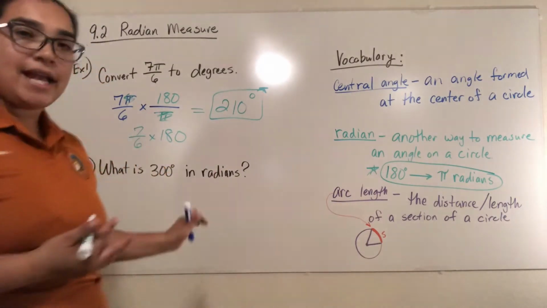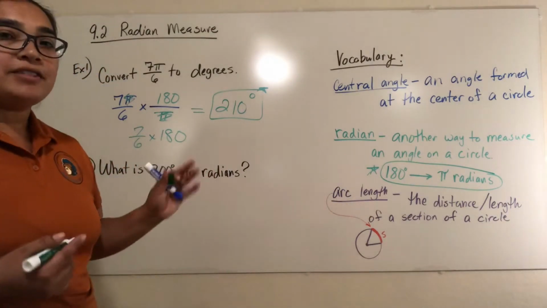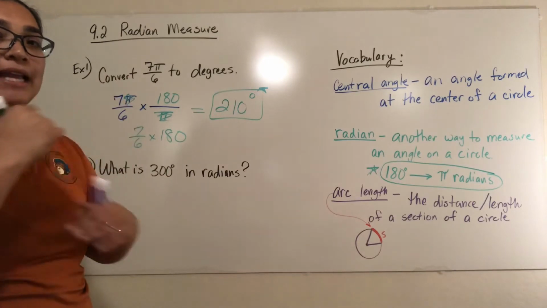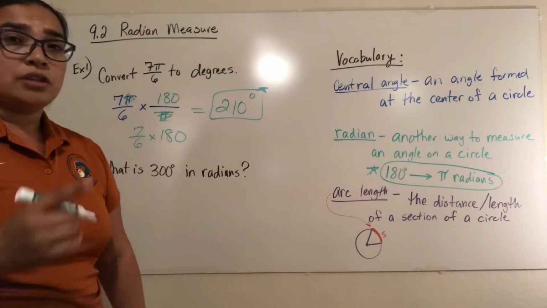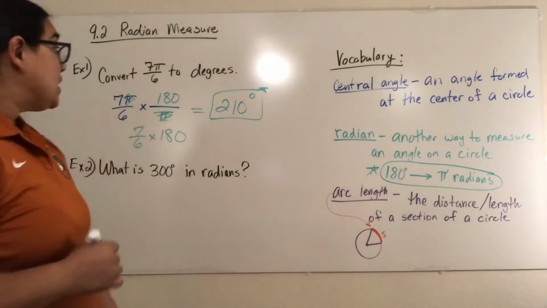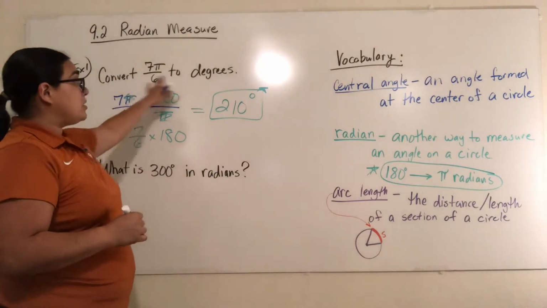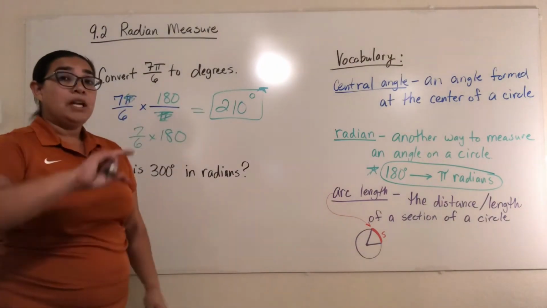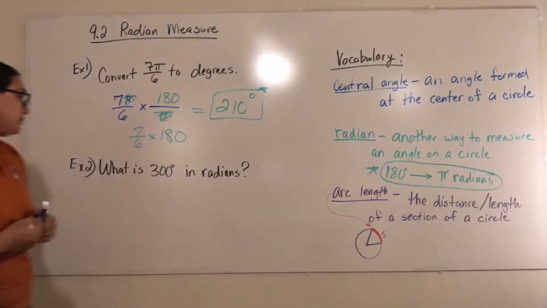So if your pi's are not canceling out on your problem, you have set your 180 and your pi in the wrong locations, okay? So keep that in mind as you do your conversions. This one was going from a radian measure to degrees. We got 210. Let's try it the other way around.